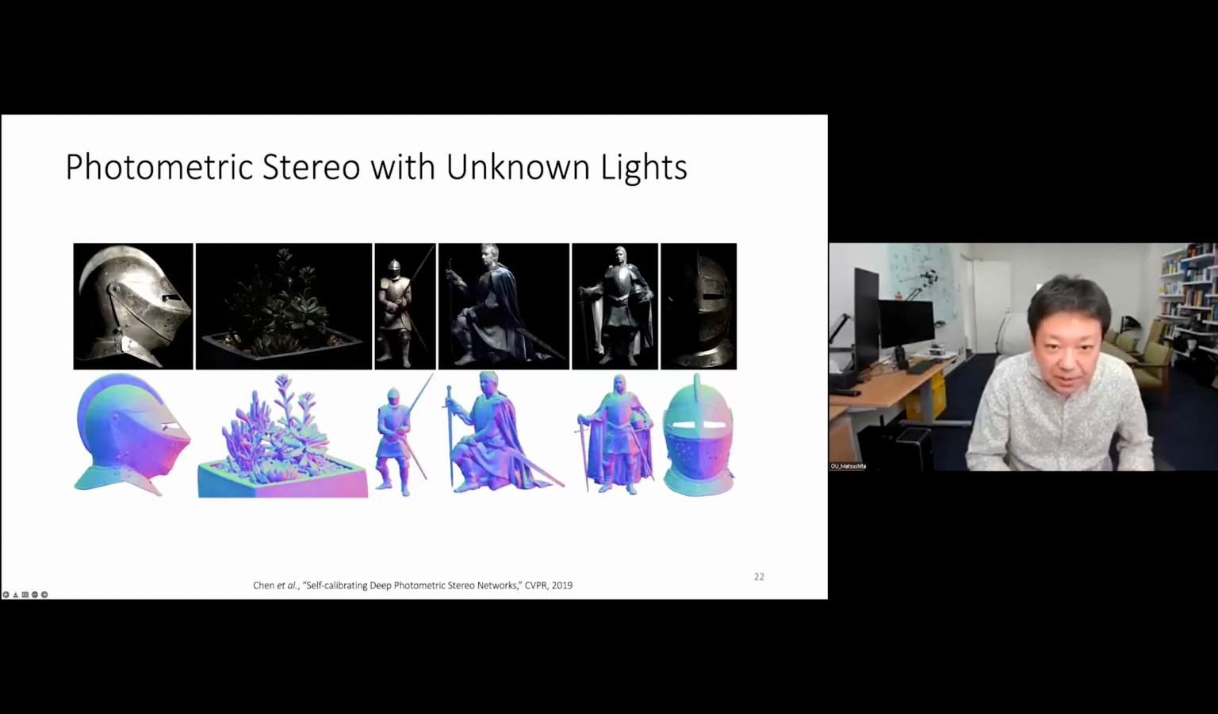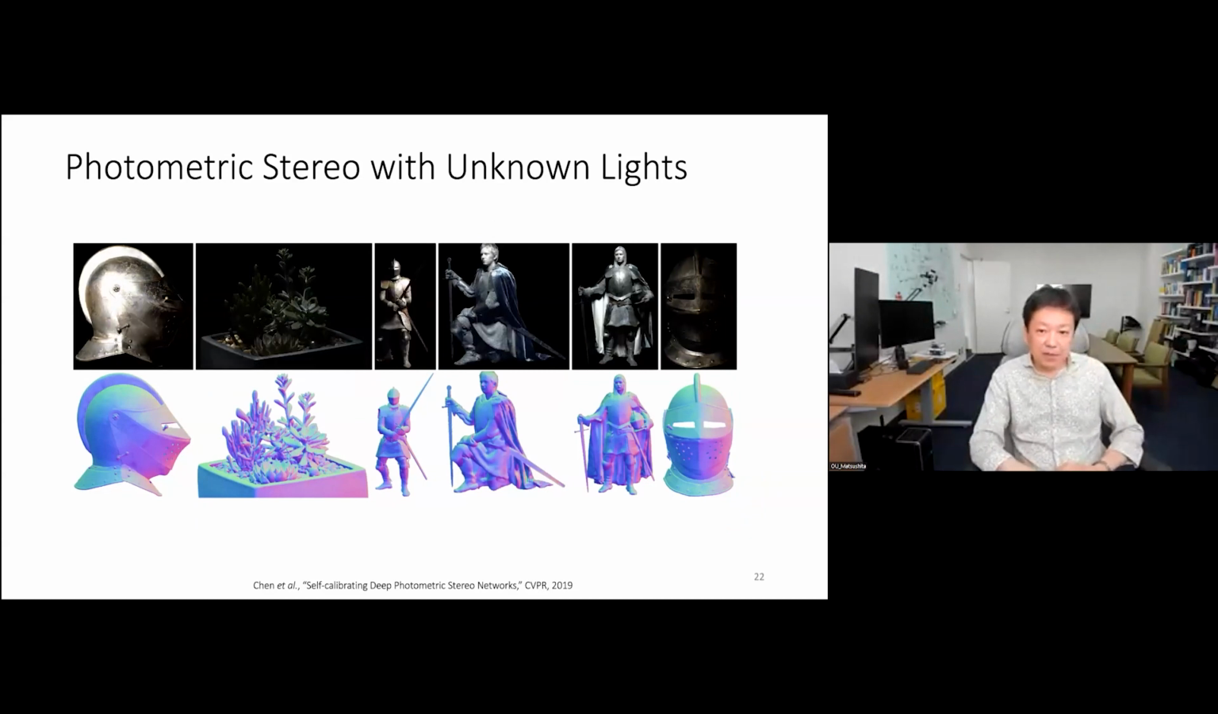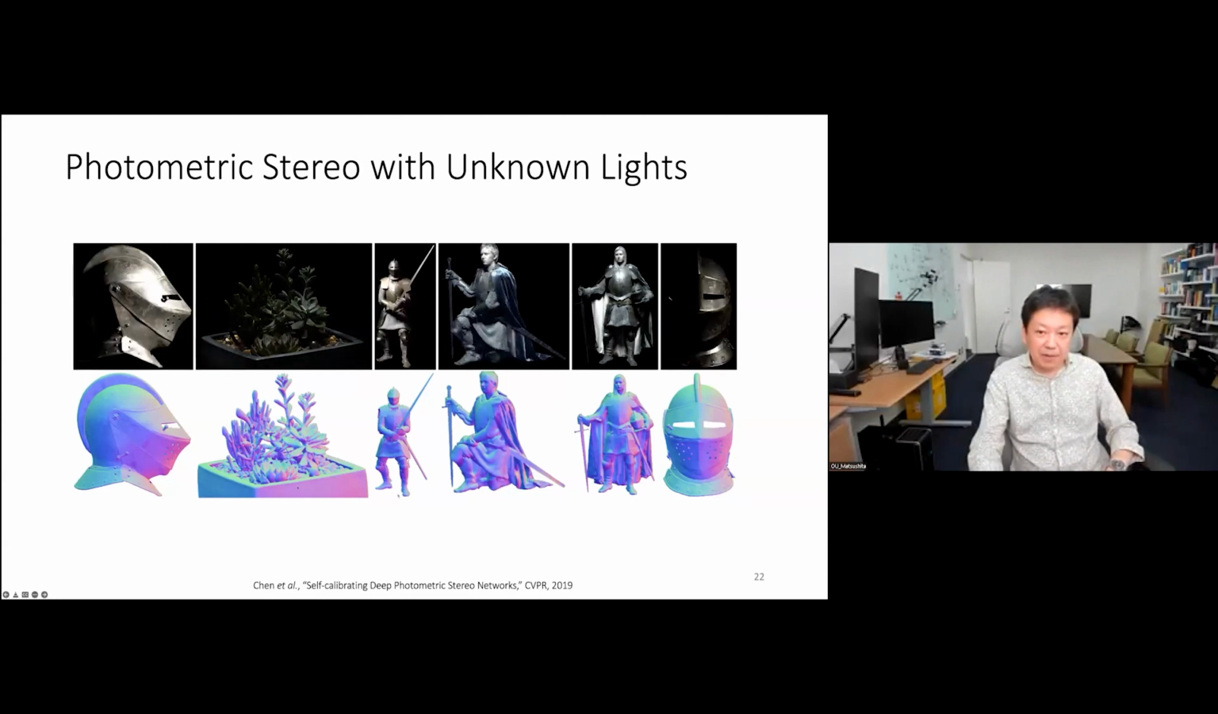Here I briefly show the surface normal estimates from input images with unknown light directions. Although it is qualitative, it can be observed that detailed shape information is obtained by the described method.